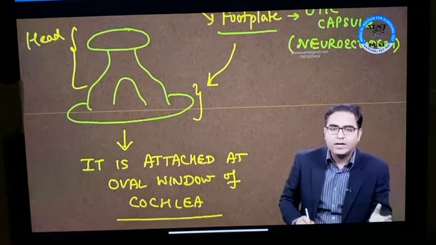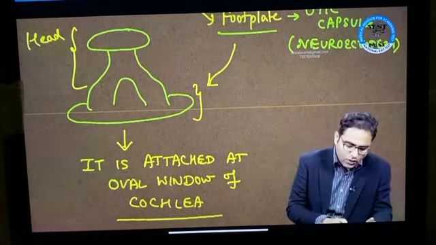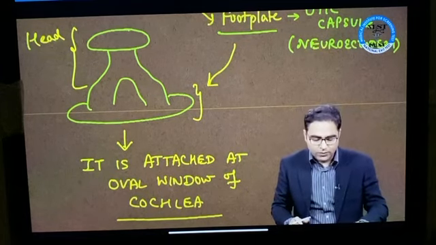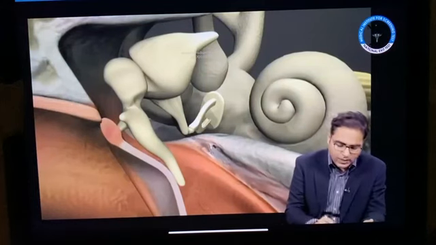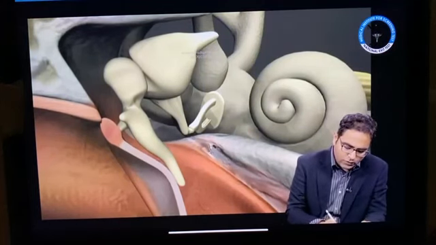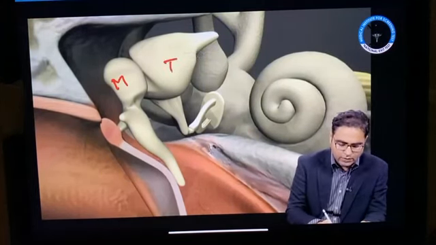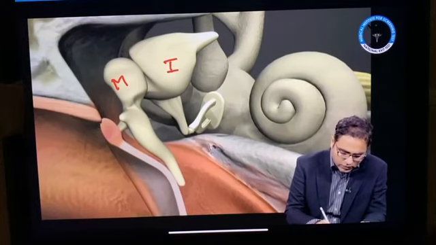So the footplate is attached at the oval window of the cochlea, and we know now that the cochlea is neural. So it is attached where? Please look at the screen. This is your ossicular arrangement. Let me mark it for you. This is your malleus. This is your incus. This is your stapes. Am I clear?